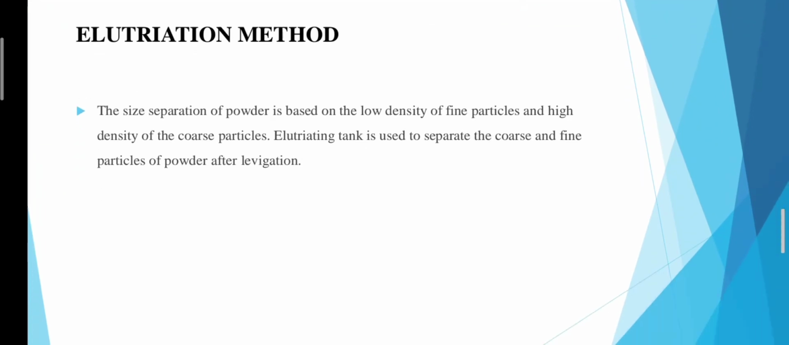Second, the elutriation method. The size separation of powder is based on the low density of fine particles and the high density of coarse particles. An elutriation tank is used to separate the coarse and fine particles of powder after levigation. In this method, according to the density of particles, we separate the coarse powder and fine powder. We know coarse powder has high density and fine powder has low density.